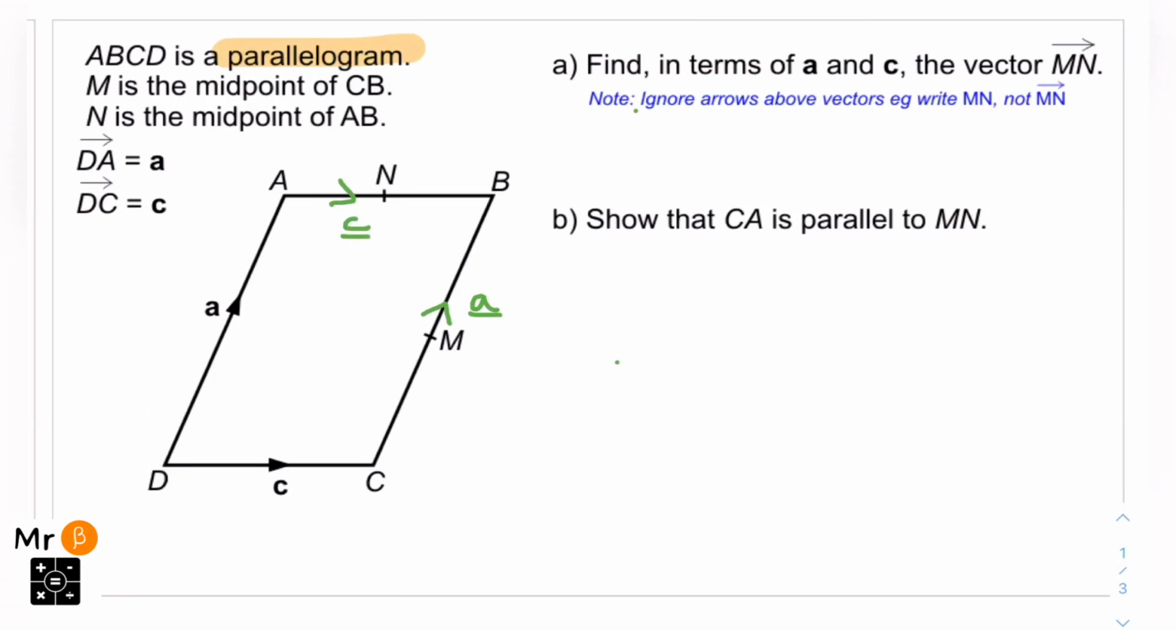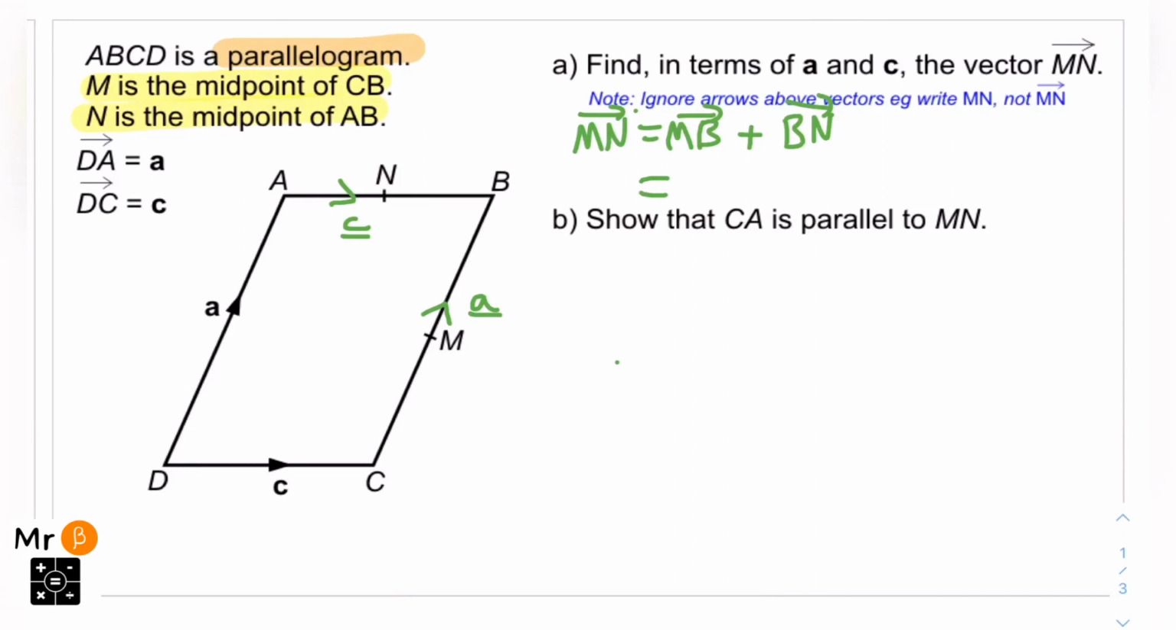Once you've got that information filled in, you can now have a look at the question. So it wants the vector for M to N. So therefore I know my route must be M, B, and then from B to N. The next key bit of information that it tells us is that M is the midpoint of CB and N is the midpoint of AB.